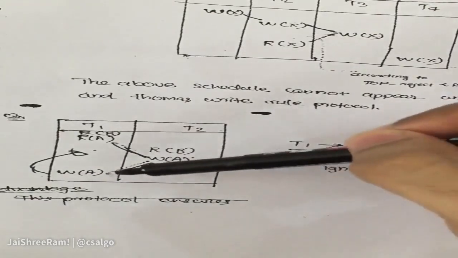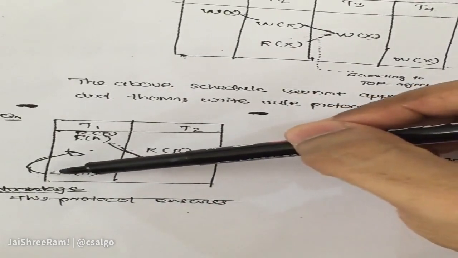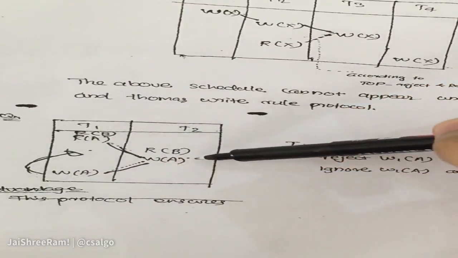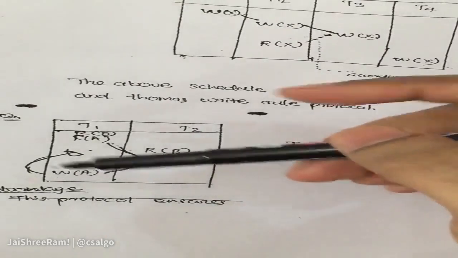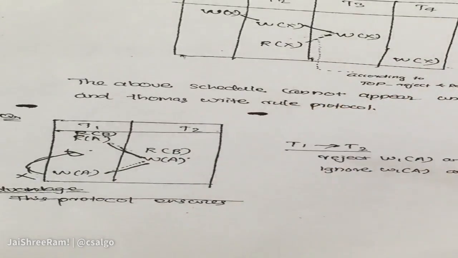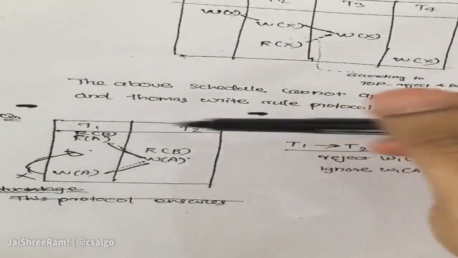So in blind writes only you can apply it, okay? What I mean to say is, even if it is there, anyway the final output on A is going to be written by T2. Therefore, you can anyway neglect it. You can ignore this operation and let this transaction run in the schedule. Therefore, this transaction is allowed by just ignoring it. Got it? Okay.